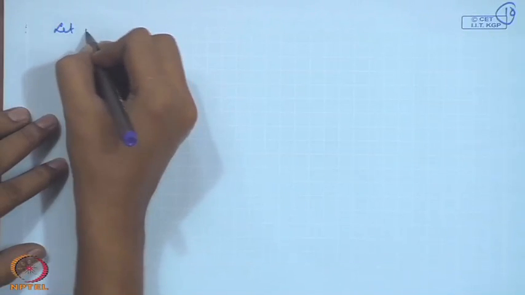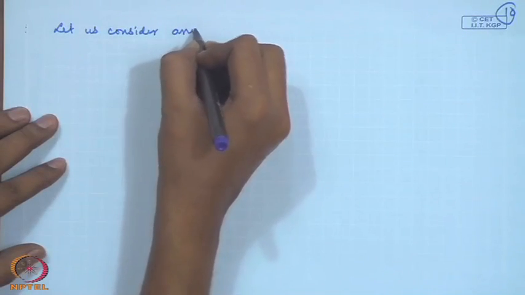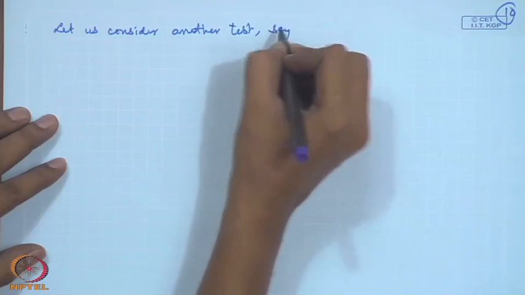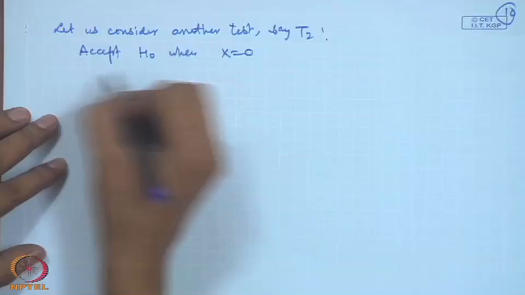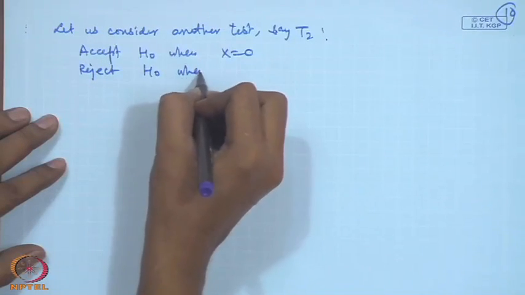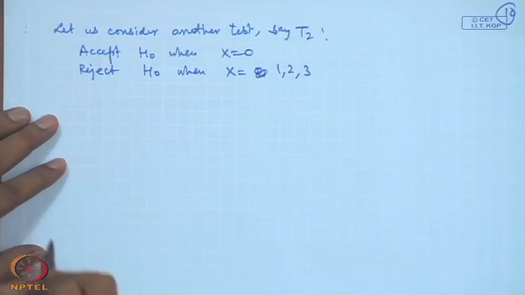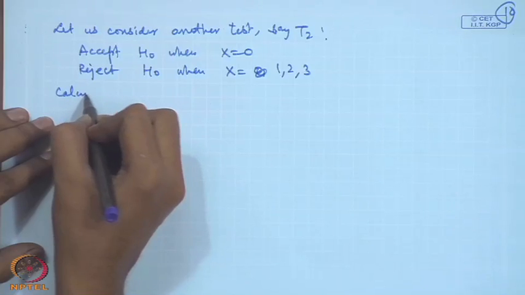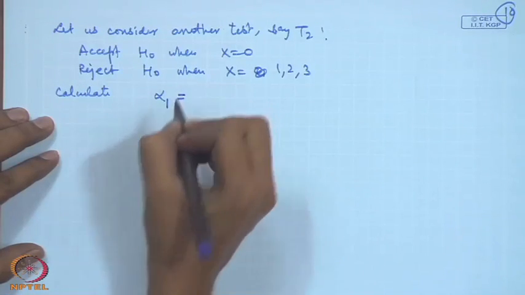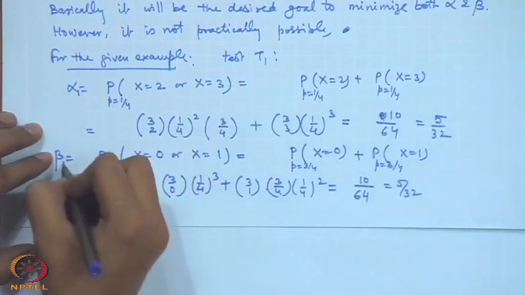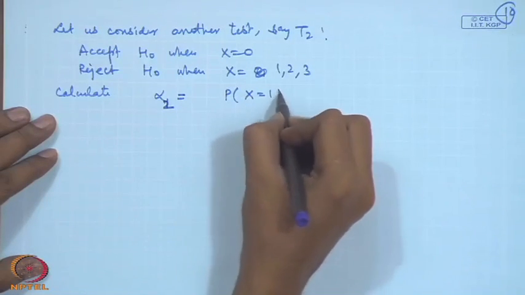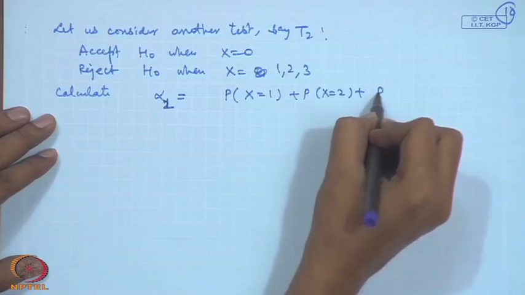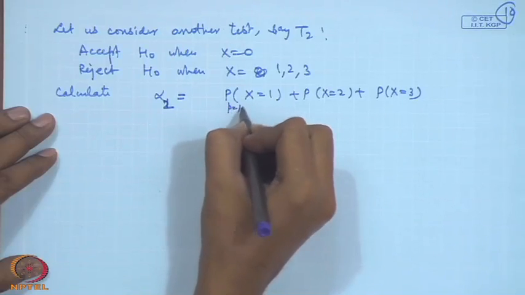Now, I design another test, say T 2. That is, accept H naught when x equal to 0 and reject H naught when x equal to 1, 2 and 3. For this test, let us calculate alpha. For the first test I will call them alpha 1 and beta 1, and here I will call them alpha 2 and beta 2. So, alpha 2 is equal to the probability of x equal to 1 plus the probability of x equal to 2 plus the probability of x equal to 3 when H naught is true, that is p is equal to 1 by 4.